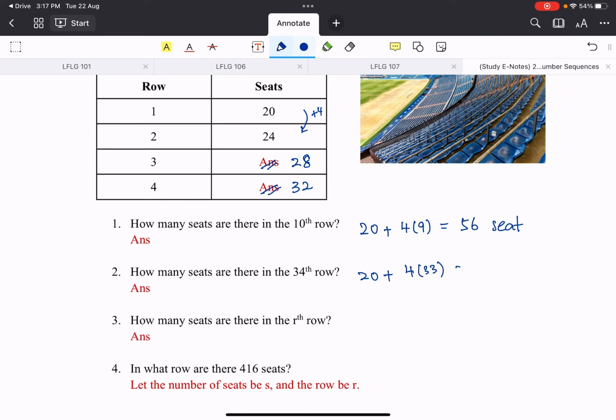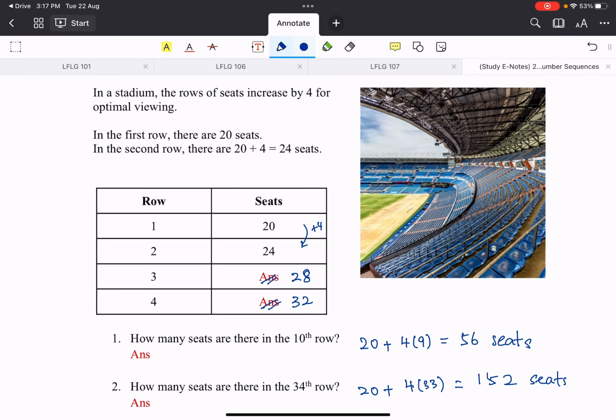I'm going to need a calculator for this. Give me a moment while I dig out my calculator. Calculator, 4 times 33 plus 20, 152 seats. There we go.